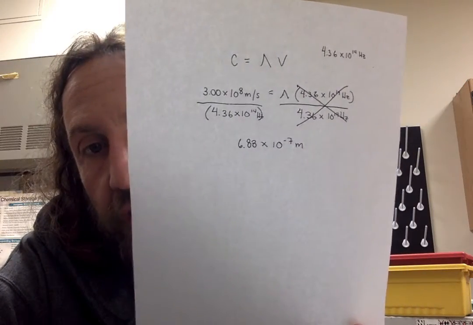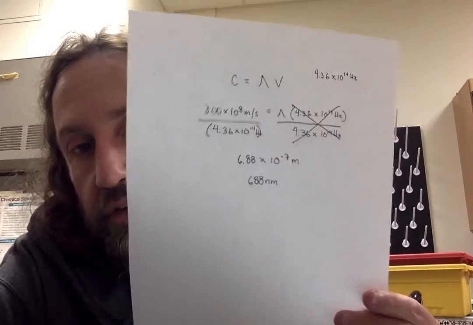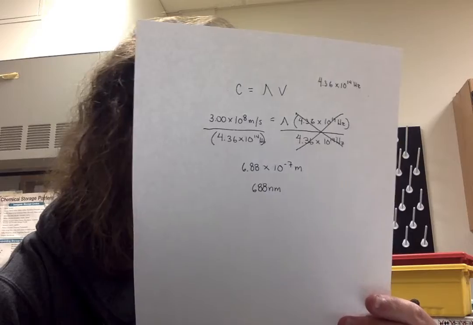And if you're ever asked for that in nanometers, if you have times 10 to the negative 7, it just goes immediately into nanometers. Okay, so 688 nanometers. Now, there's nothing wrong with it. That's an easy problem to do. There's just not a whole lot else to explain.